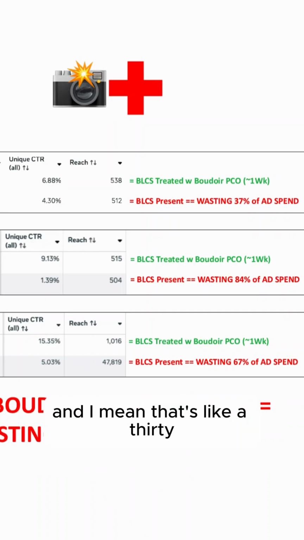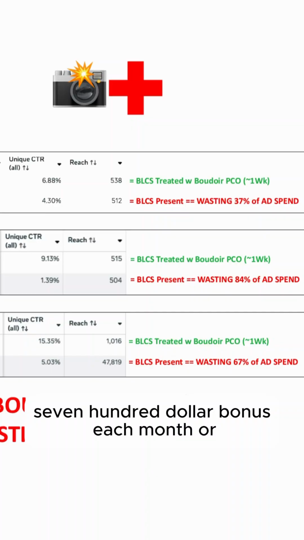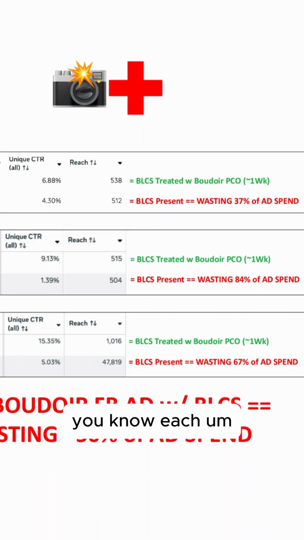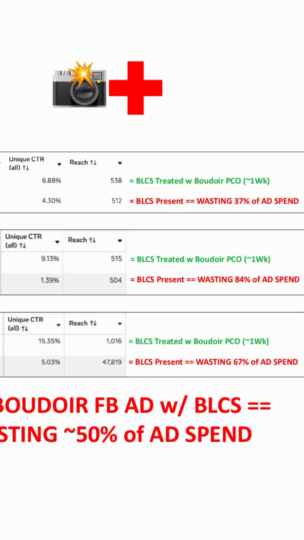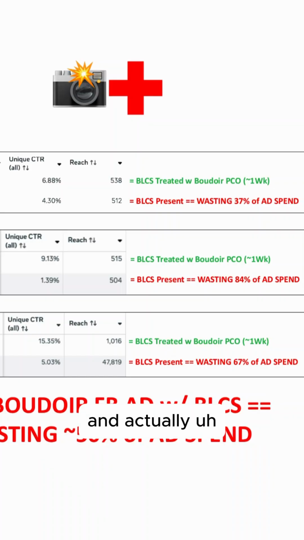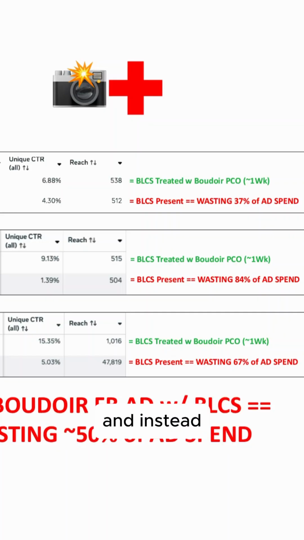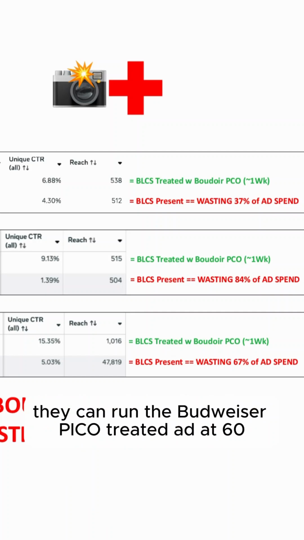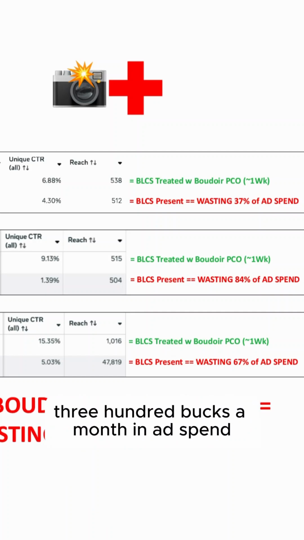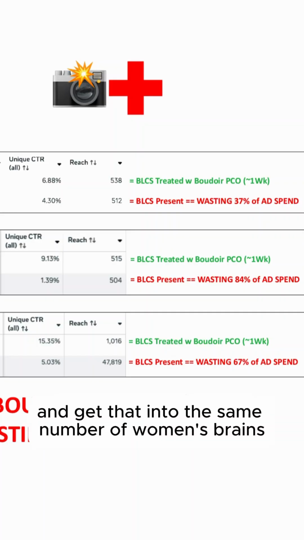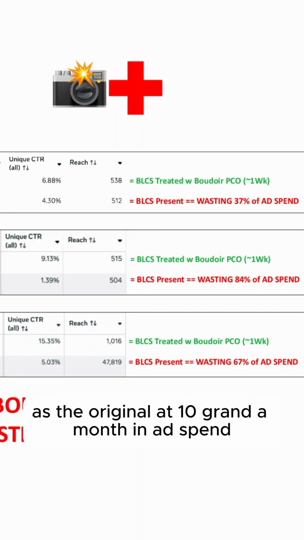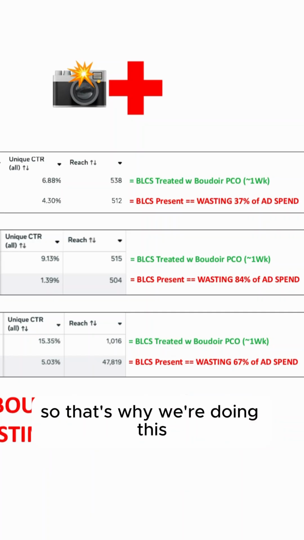And I mean, that's like a $3,700 bonus each month, actually about 40K in the first year, kind of as a phantom bonus. And instead they can run the Boudoir Pico treated ad at 6,300 bucks a month in ad spend and get their ad into the same number of women's brains as the original at 10 grand a month in ad spend. So that's why we're doing this.